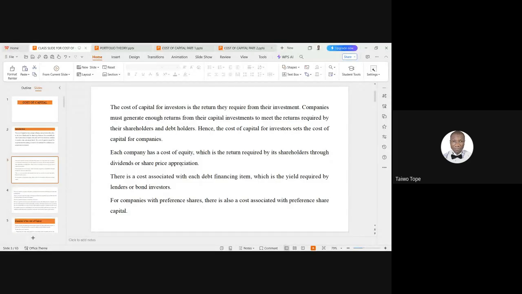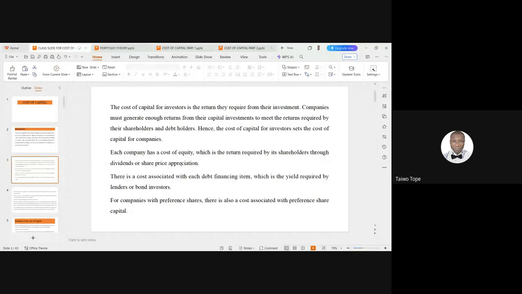Now, to an investor, the definition of cost of capital is the return the investor is expecting. So the cost of capital for investors is the return they require from their investment. So a company must generate enough returns from their capital investment to meet the returns required by their shareholders and debt holders. Hence, the cost of capital for investors sets the cost of capital for companies.